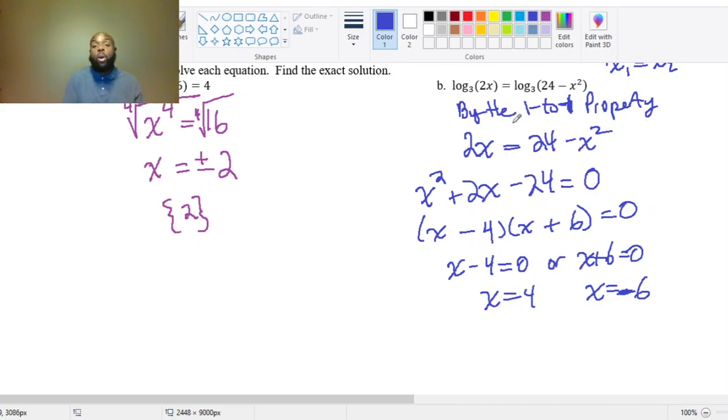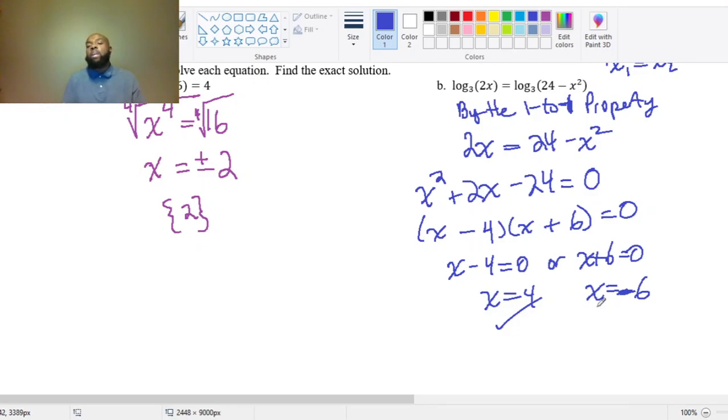So let's plug in 4. When I plug in 4 here, I get 2 times 4, which is 8, so that is fine. When I plug in 4 here, I get 16. 24 minus 16 is 8. Both sides are equal. I'm good to go there. Now, since I'm confident in the work that I did, I didn't necessarily have to check that both sides were log base 3 of 8. What I really wanted to check was whether I got a negative number.